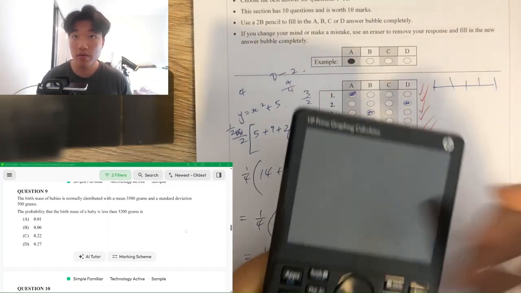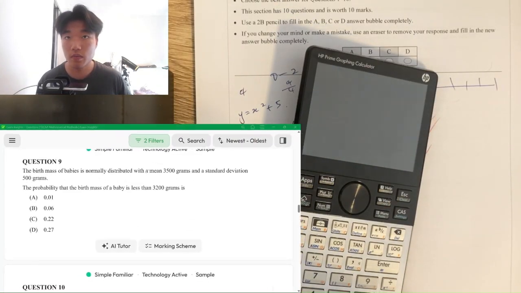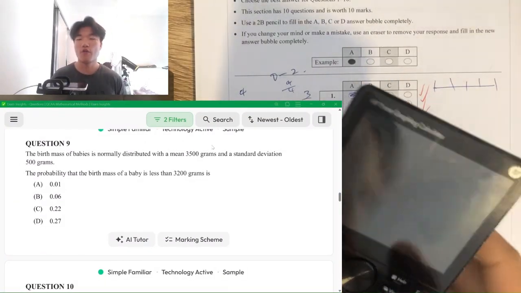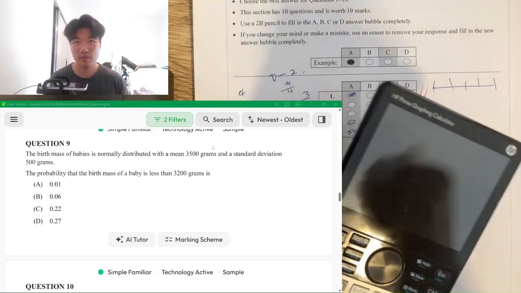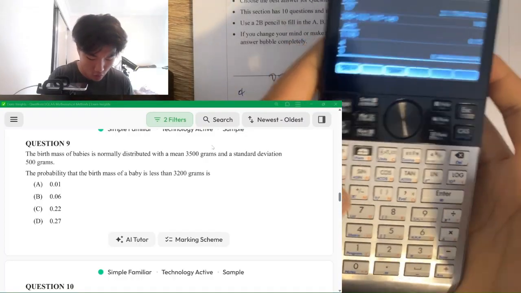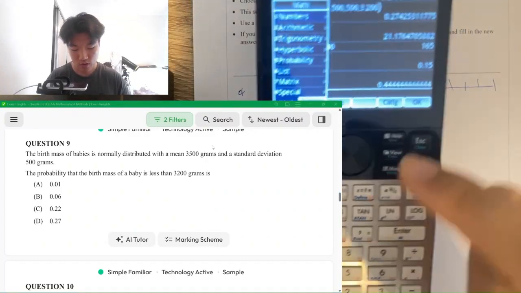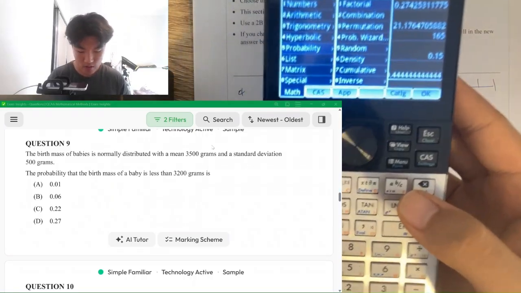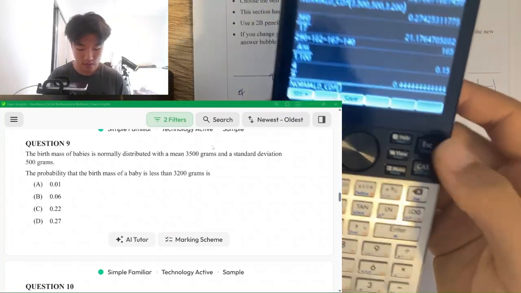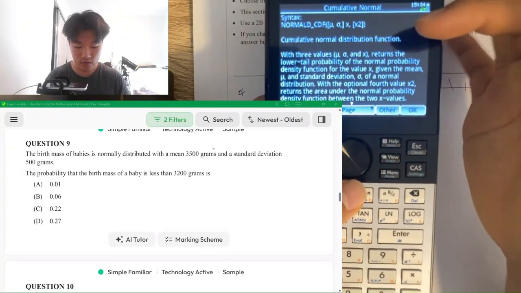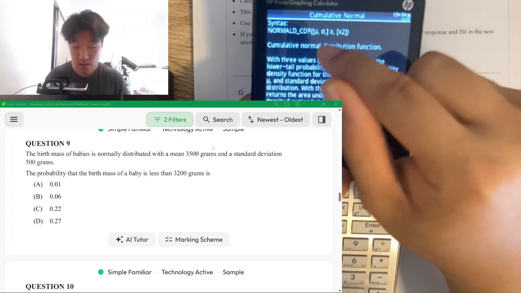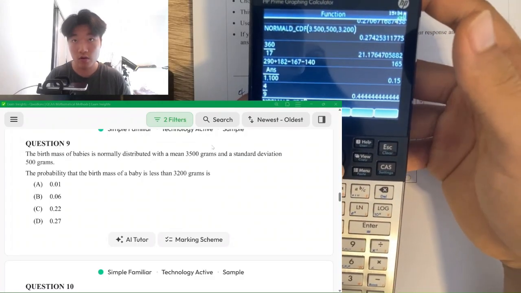The birth mass of babies is normally distributed with a mean of 3,500 grams and a standard deviation of 500 grams. We're given mean, standard deviation, and then a probability. So immediately we can go to our home button, toolbox, probability, press 5, 7, cumulative normal. If you forget what this function does, you press the help button, it provides an explanation. It's the lower tail probability.